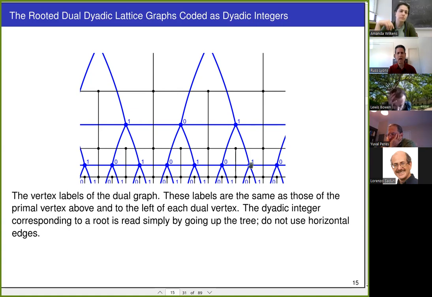And now we can always go up. So notice, for example, that going from here to here corresponds to going from here to here, which would go through this vertex of label 0, but now it's just 1 to 1 directly. So you just read by going up the tree. It's simpler. Okay? Never use the horizontal edges in the dual.